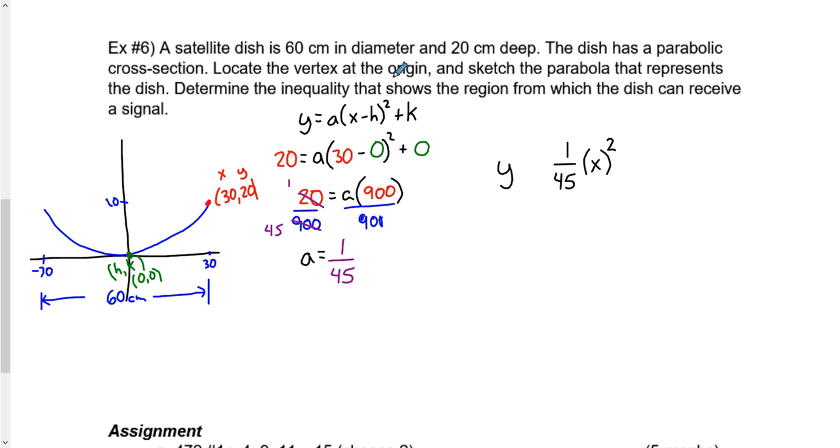If we want to determine the inequality that shows where we're going to receive the signal, well, we're going to be receiving a signal for everything that would be greater than this parabola. Technically, I would consider it just greater than, because we really can't receive a signal right on here. So greater than would work for me. The reason we don't have that add 0 or subtract 0 on the 0, because doing those zeros just is going to be redundant.